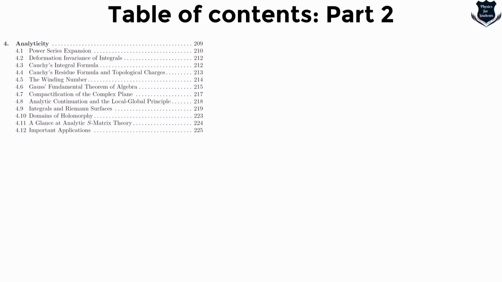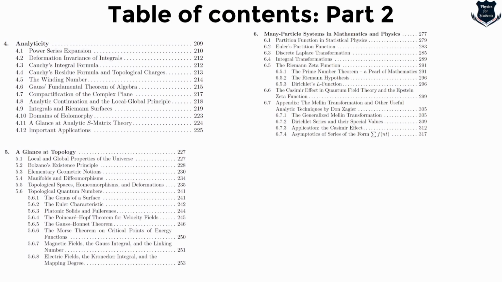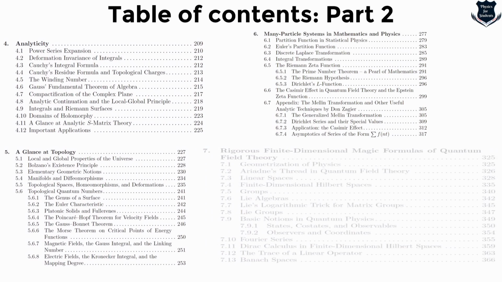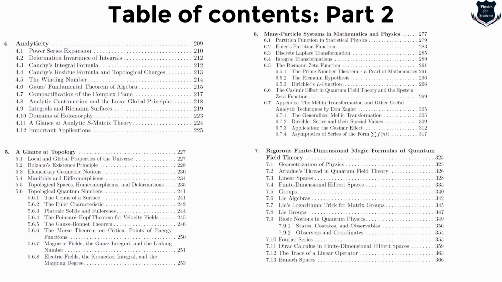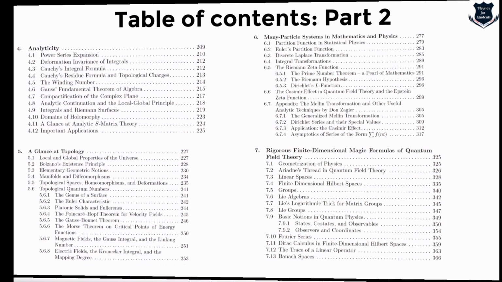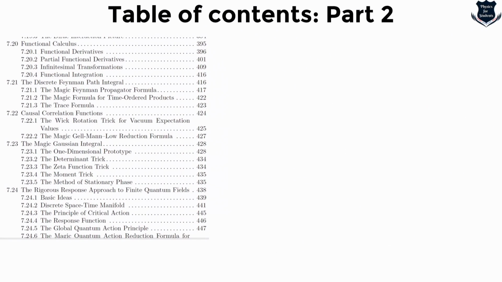It starts with analyticity. I've read it starts with complex numbers, goes up to power series and Cauchy's integral formula and so on. It covers also a lot into topology, manifolds, diffeomorphism, the Euler characteristic, magnetic fields, everything. Then it goes into many particle systems in mathematics and physics, and then it covers a huge lot of details of Lie algebra, Lie logarithms, rigorous finite dimensional magic formulas of quantum field theory.